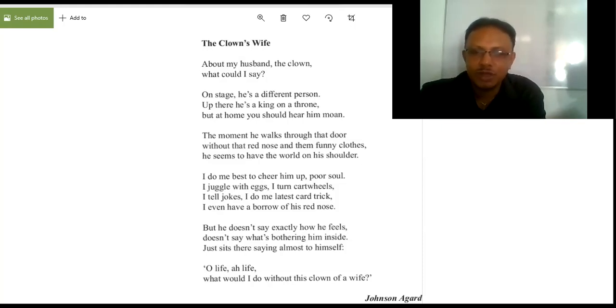In the next verse, you can see, I do me best to cheer him up, poor soul. The words poor soul imply that the wife is very sympathetic towards the husband. She is very understanding, sharing, and caring. I do me best also is not that correct. It should be I do my best. So this colloquial expression of language shows that the wife is not that educated, but she is a very sharing and caring wife.